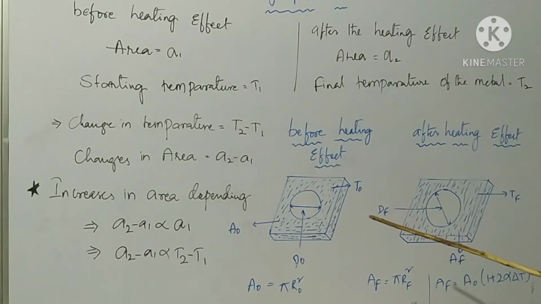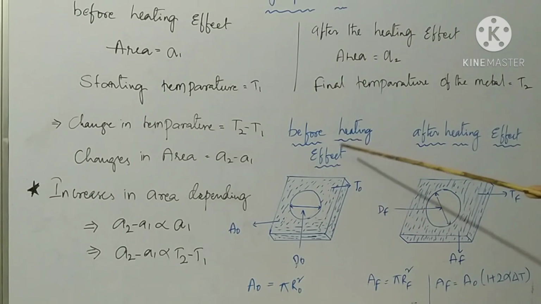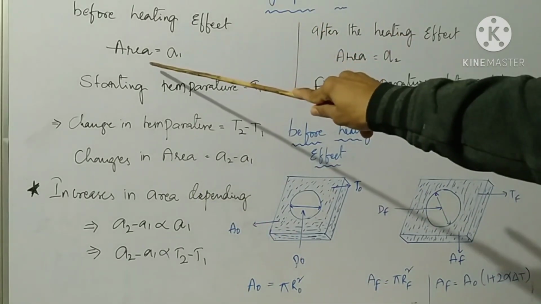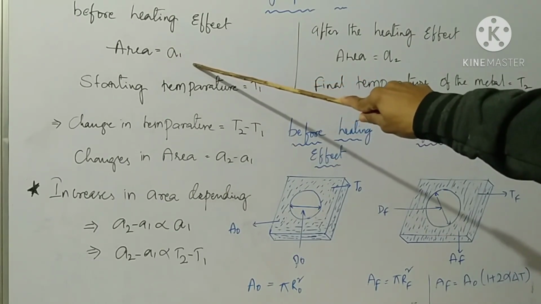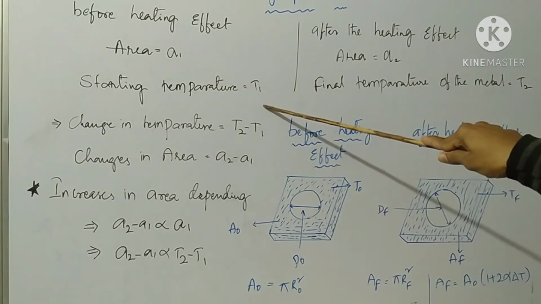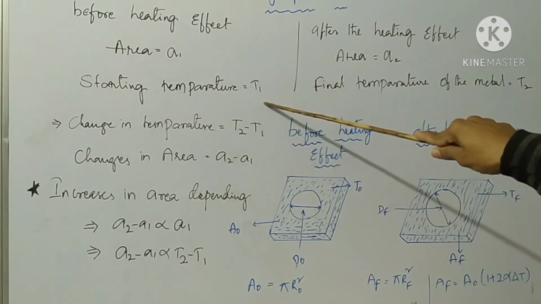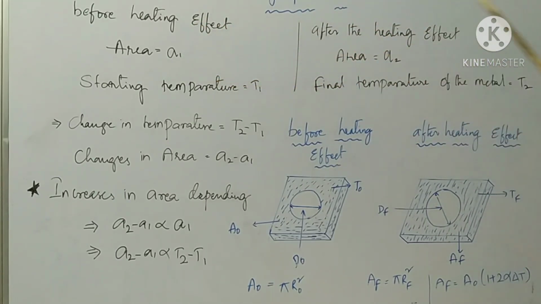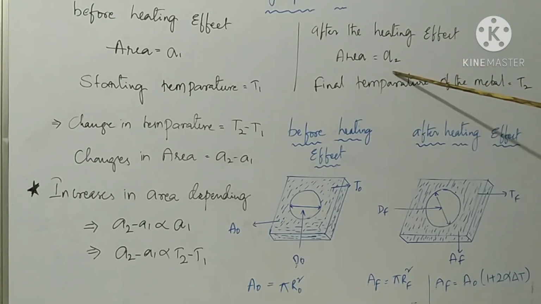What are the major changes observed in this experiment when the heating effect changes? The area of the hole and the area of the metal sheet also increase. Before the heating effect, the starting temperature is T1 and the area of the metal sheet is A1. At the final temperature T2, the area increases, so the area of the metal sheet is A2.